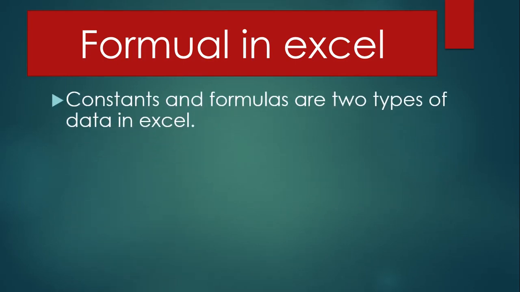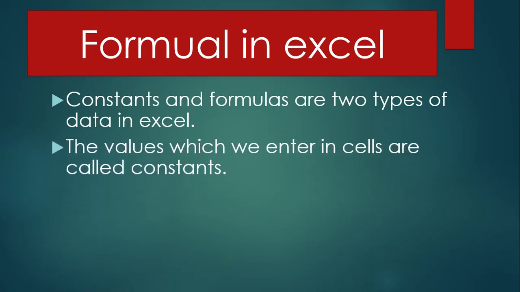So there are two types of data in Excel. One is constant and second is formulas. Second point is the values which we enter in Excel in cells are called constants. It means the numbers which we write in cells are called constants.